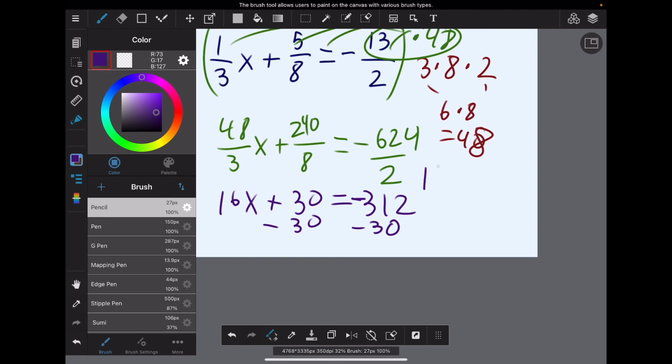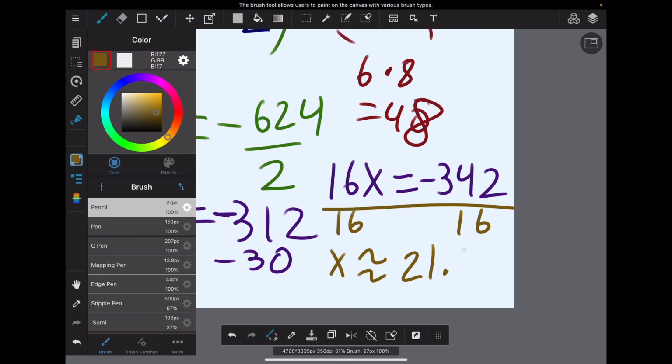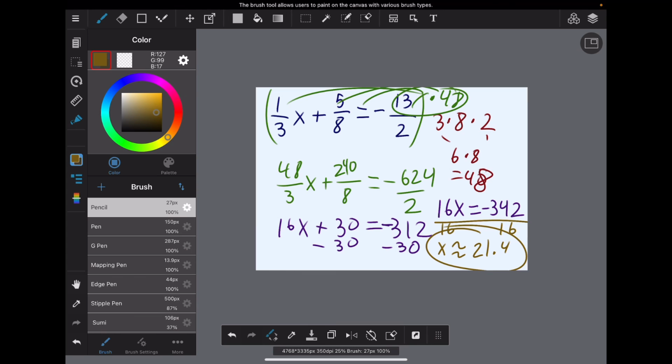And you have 16x equals negative 342. The last thing you have to do is divide by 16. Divide this by 16 and divide this by 16. And you get x is roughly equal to 21.4. The only reason I did the decimal that time is because I have a calculator.